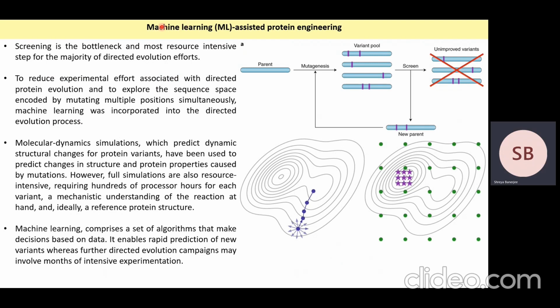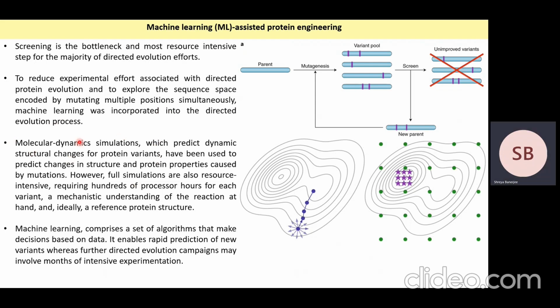Now, what is machine learning assisted protein engineering? So screening is the bottleneck and most resource intensive step for the majority of directed evolution efforts. That means the screening is the step that takes the most time and effort. To reduce the experimental effort associated with directed protein evolution and to explore the sequence space encoded by mutating multiple positions simultaneously, machine learning was incorporated into the directed evolution process.